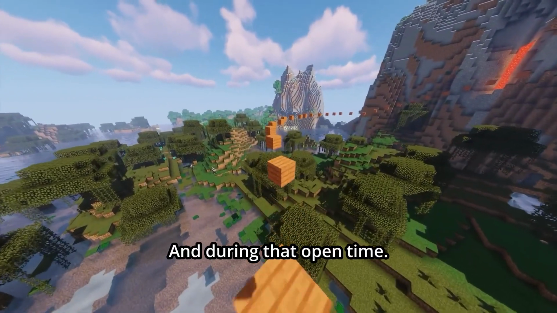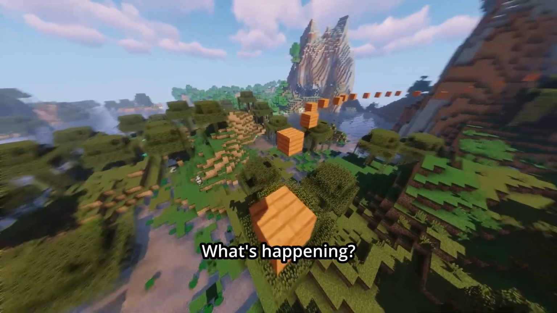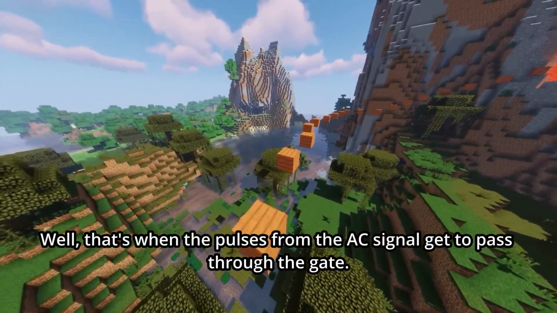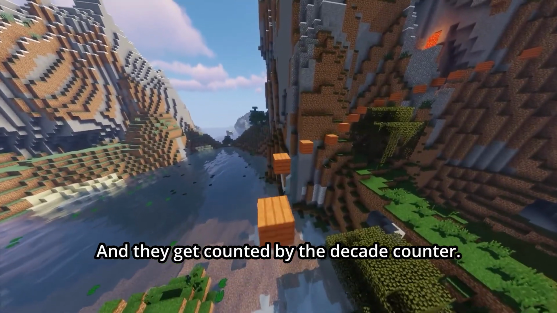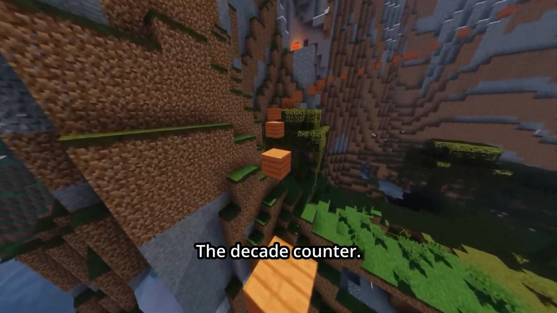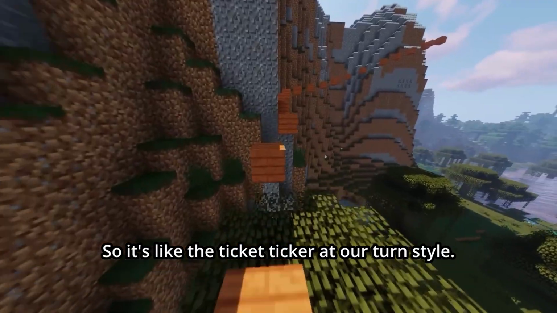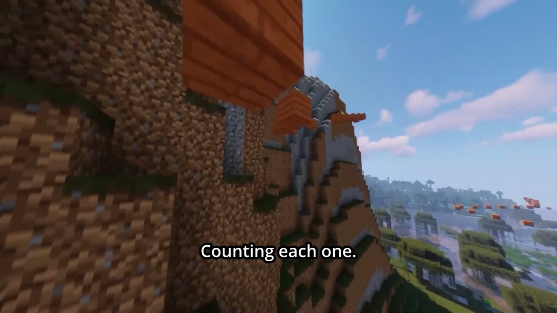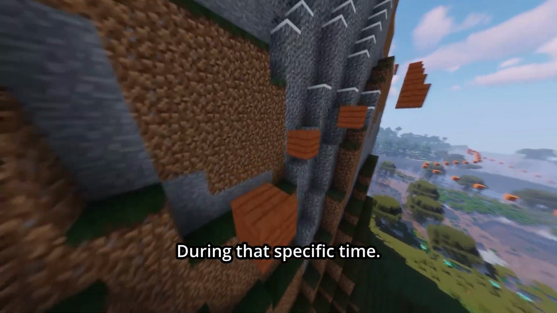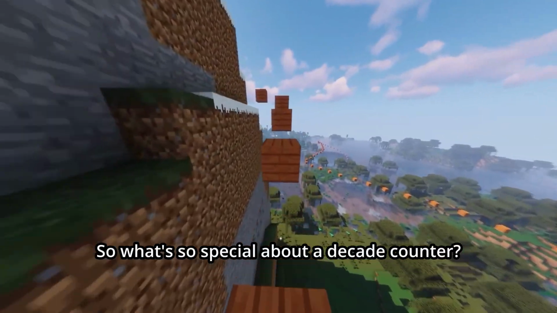Gotcha. And during that open time, what's happening? Well, that's when the pulses from the AC signal get to pass through the gate. And they get counted by the decade counter. The decade counter. Yeah. So it's like the ticket taker at our turnstile. Yeah, that's a good way to think about it. Keeping track of how many pulses get through, counting each one during that specific time. Exactly. So what's so special about a decade counter?